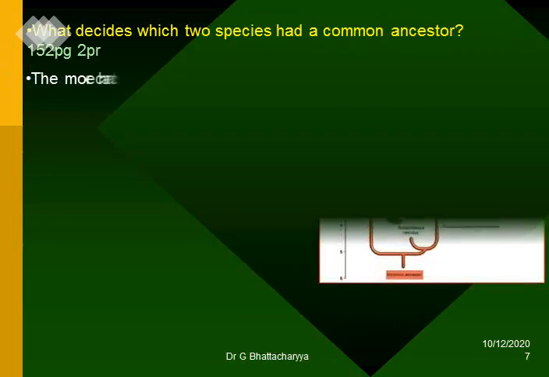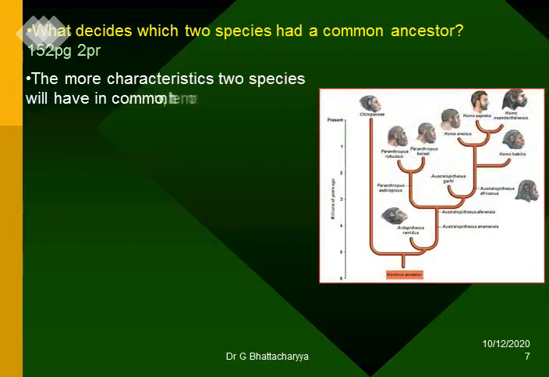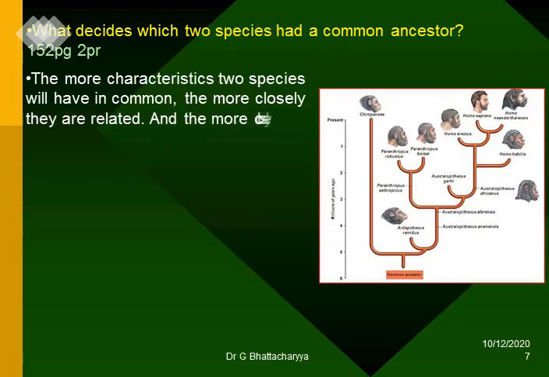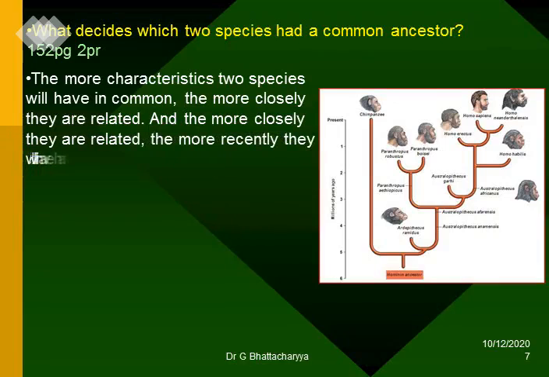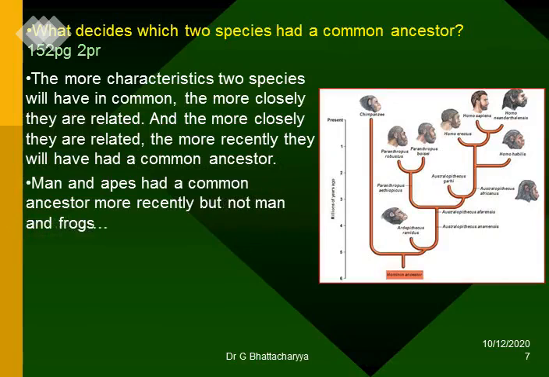What decides which two species had a common ancestor? The more characteristics two species have in common, the more closely they are related, and the more closely they are related, the more recently they will have had a common ancestor. Man and apes had a common ancestor, but not man and frogs.